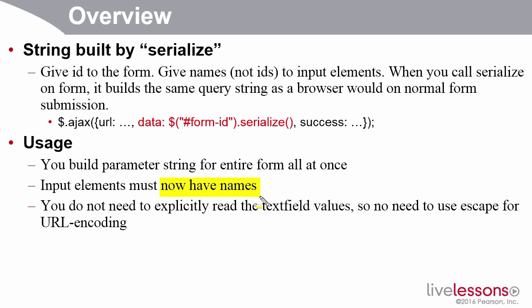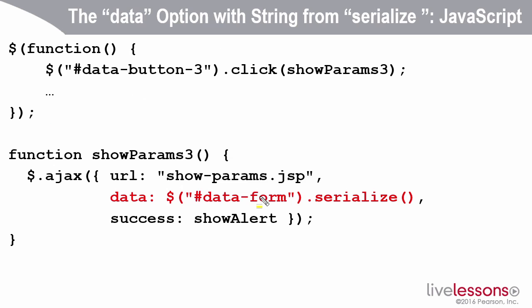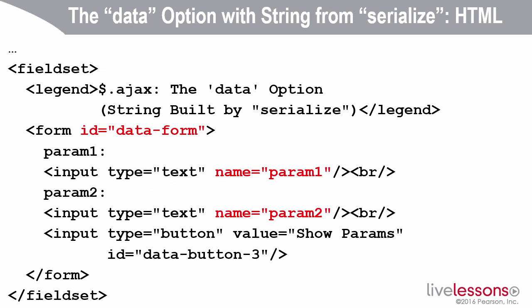Yeah, maybe that's a reasonable argument, but this is so much easier that it's wildly popular, and it's the approach that I personally prefer. Okay, so I dramatically shorten the way that I get the string. This is still a string. The output of serialize is a string. But I just say, go to the form that has this ID, and then build a string the same way a browser would build a string in a normal form submission. So the form has to now have an ID.